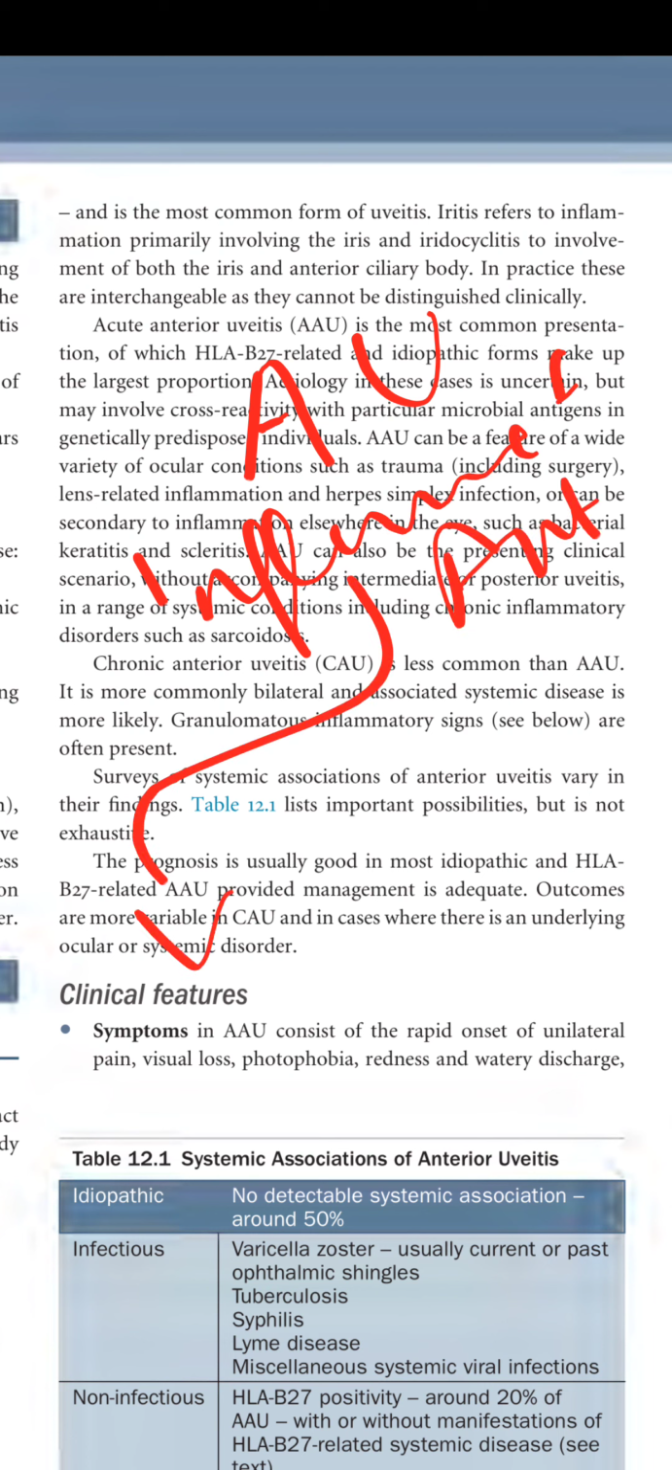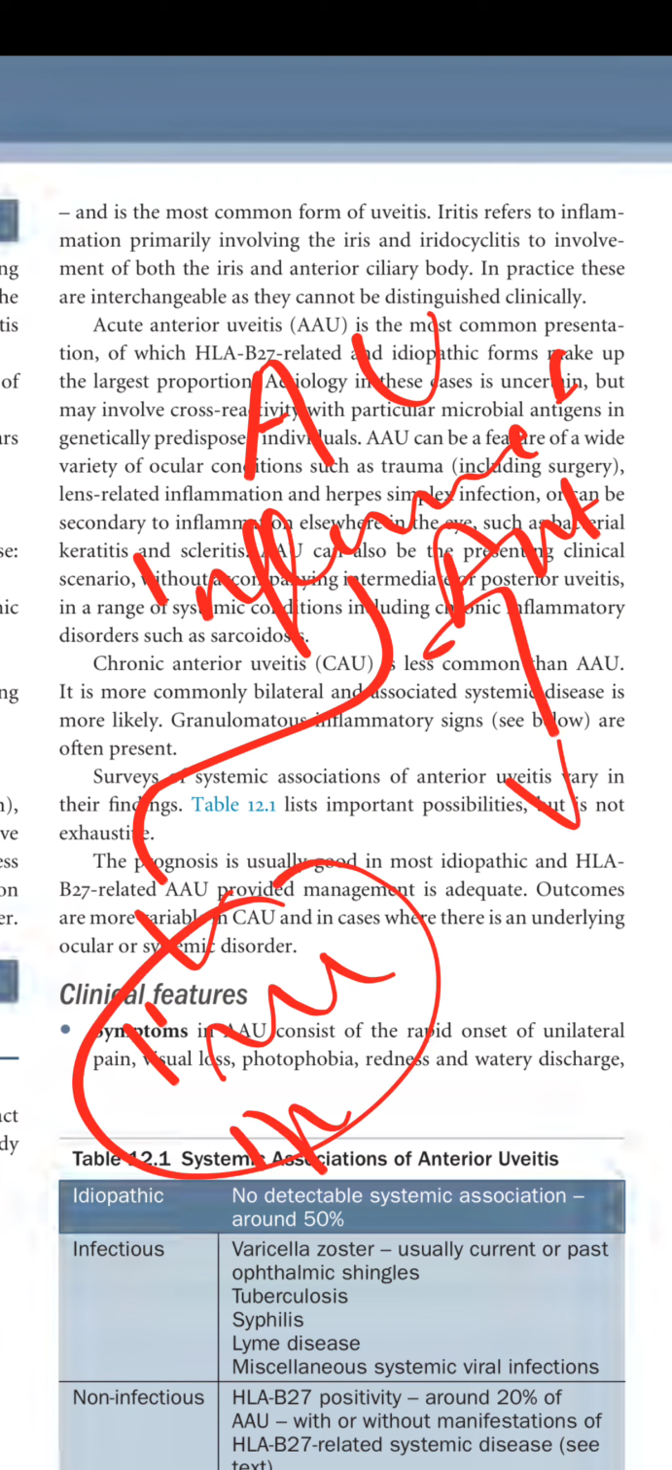So basically, anterior uveitis consists of inflammation of the iris and anterior ciliary body. It is further divided into iritis and iridocyclitis. So when only the iris is involved, it is known as iritis, and when the ciliary body is also involved, it is known as iridocyclitis. And in this part, both are usually not distinguished clinically.